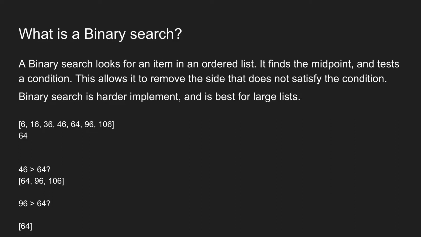Then we're going to take the midpoint of that, 64, 96, and 106. So that's 96, and is that greater than 64? And yes, it is. So we can get rid of everything to the right, and including the 96, which leaves us with one result, which is 64. So we know that this does exist in our list.